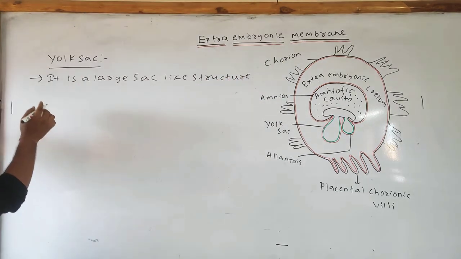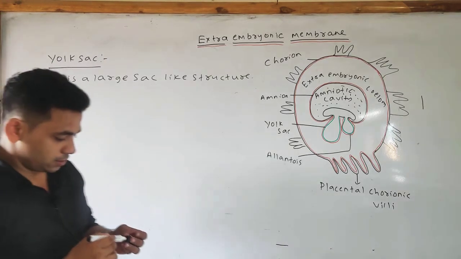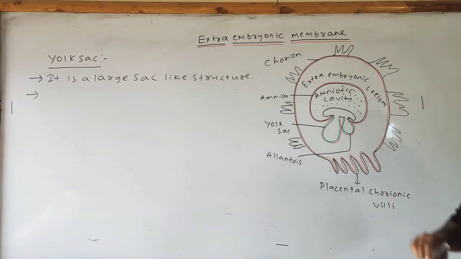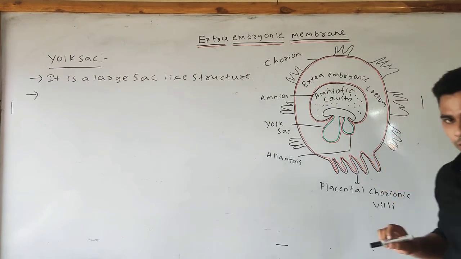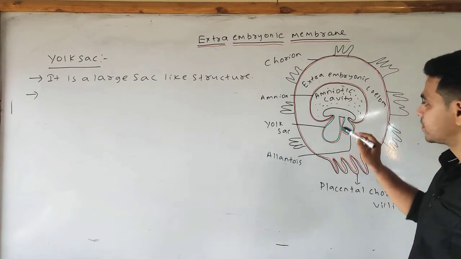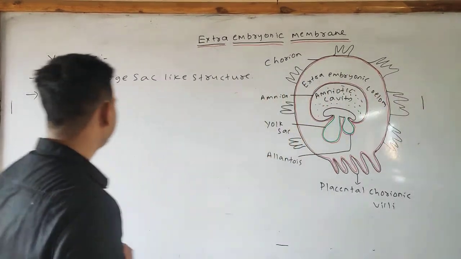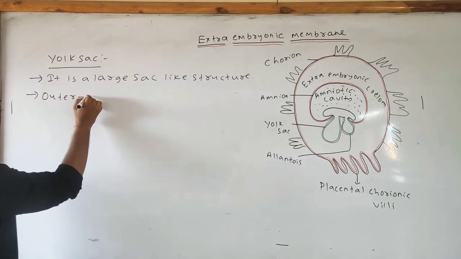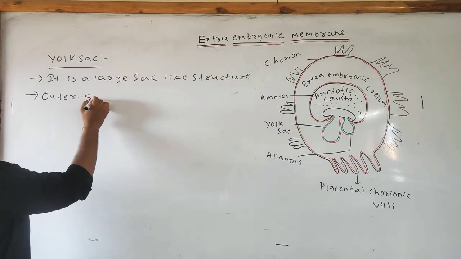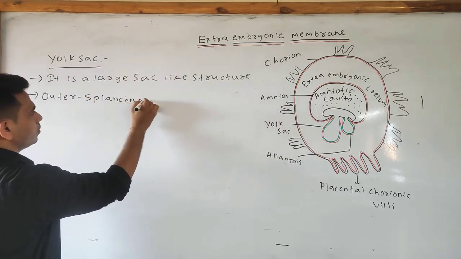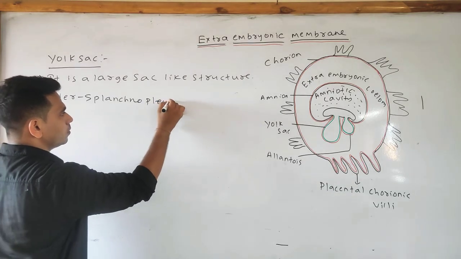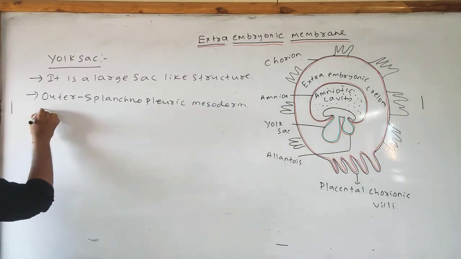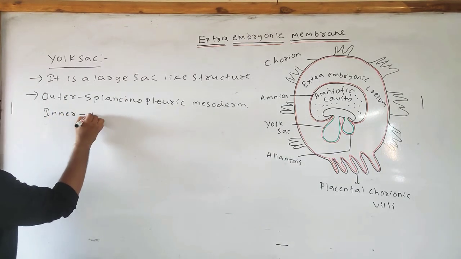Second point, same as it was in case of allantois. In the case of yolk sac, it is also internally lined by the endoderm, but externally it is lined by the splanchnopleuric mesoderm. So we can say the outer portion is the splanchnopleuric mesoderm, and internally it is lined with the endoderm. Okay.